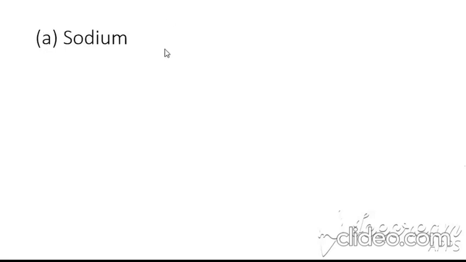Let's try to illustrate sodium. First and foremost, you need to know the symbol for sodium, which is Na. The mass number is 23 and the atomic number is 11. We need to know this. It is very much important. Another thing, we're not supposed to forget the octet rule. The first shell should have 2 electrons, the second 8, the third 8. This is very much important, even under bonding.